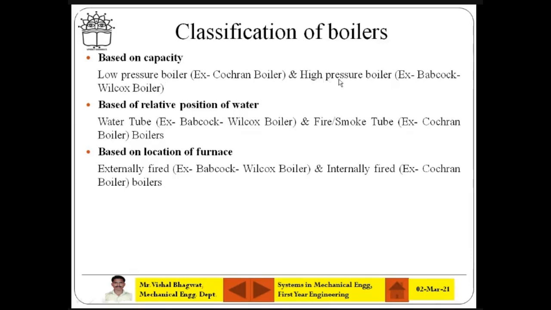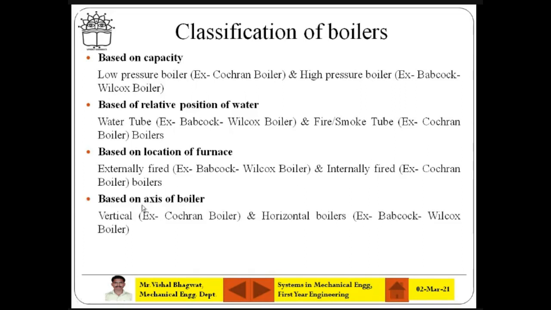High pressure boiler means what? Water inside the tube is getting heated, surrounded by the hot flue gases. So very good contact of hot flue gases with the water tubes. So high build up of pressure, and so it is called as a high pressure boiler. So this is nothing but about where is the combustion chamber, externally fired, internally fired. Based on axis of boiler, like I said, vertical and horizontal. So vertical axis boiler is Cochran boiler. Horizontal axis boiler is nothing but the Babcock and Wilcox boiler. These are the names of scientists. Nothing funny here. So this is the horizontal boiler.